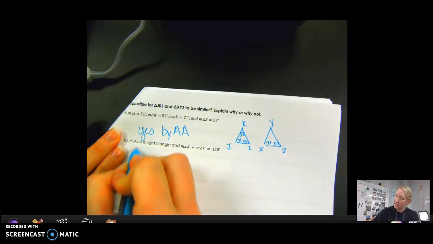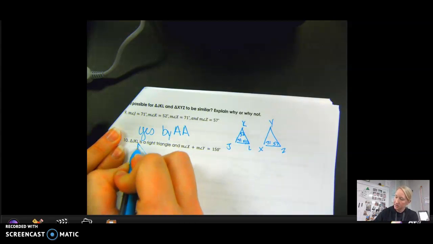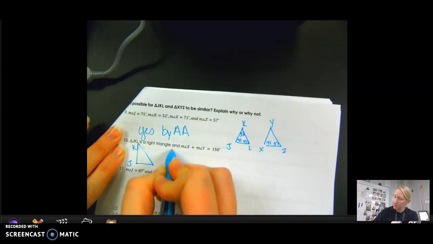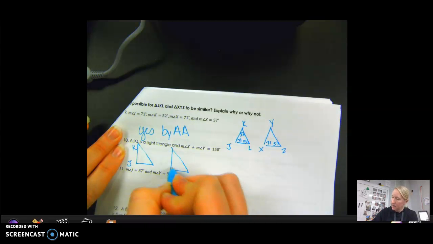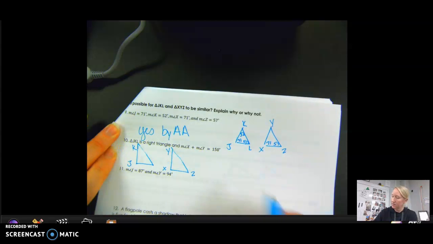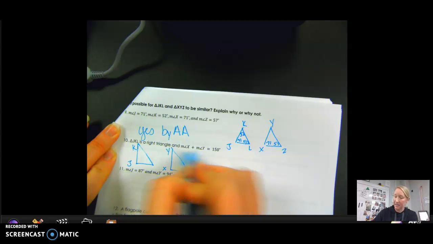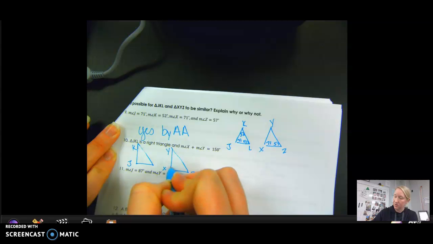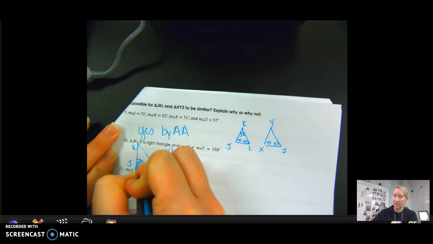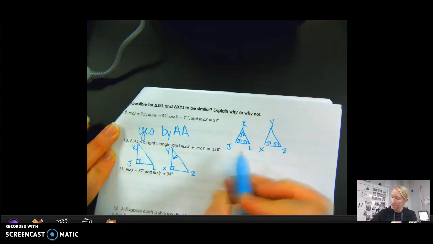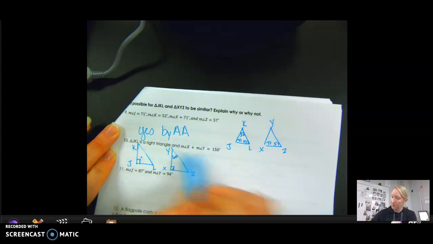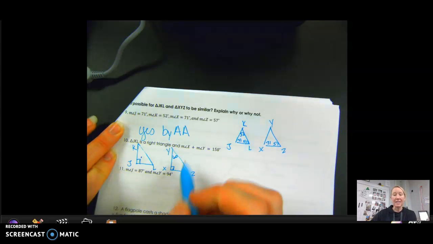JKL is a right triangle. So J to K. Oop, we don't know where that right angle is. And XYZ is a right triangle. Well, we're going to say that they add to 150. So this could be 90 degrees, and this could be 60 degrees possibly. This could be my right angle down here. So this is a right triangle, and then we know this. Is it possible? Yes, it's possible.